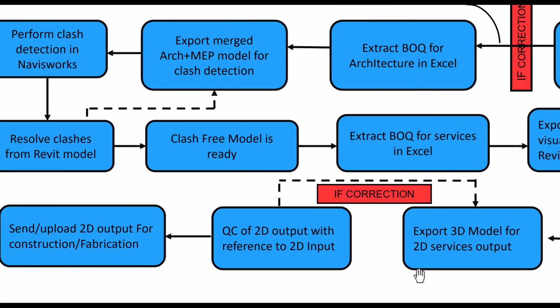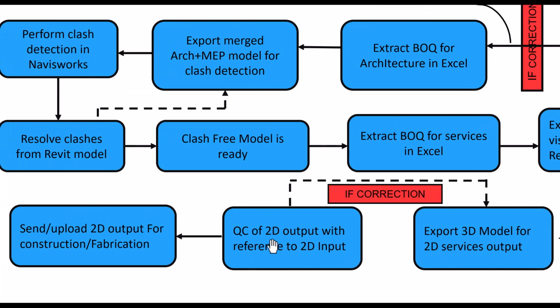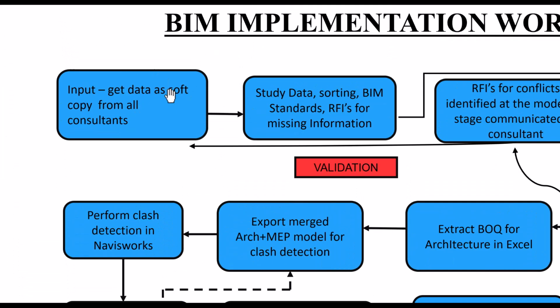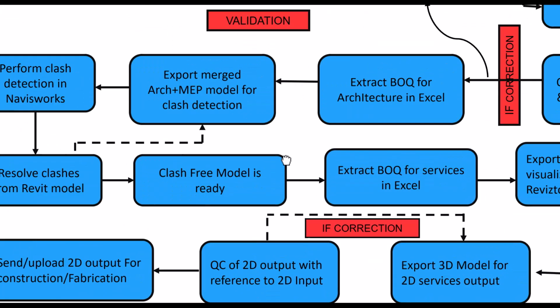Once you understand how to export the 3D model for the 2D services output, then you do the QC of the 2D output with reference to the 2D input. What it means is that the drawings you get from the BIM process and the BIM workflow, you are going to reference with respect to the drawings which you got before. Then you send or upload the 2D output for construction or fabrication. So this workflow is not just for construction, it can also be used for fabrication.